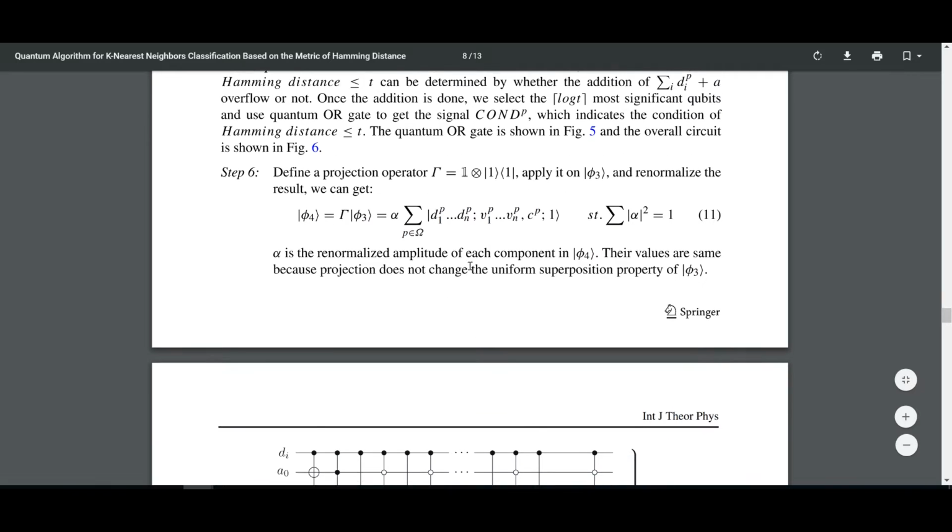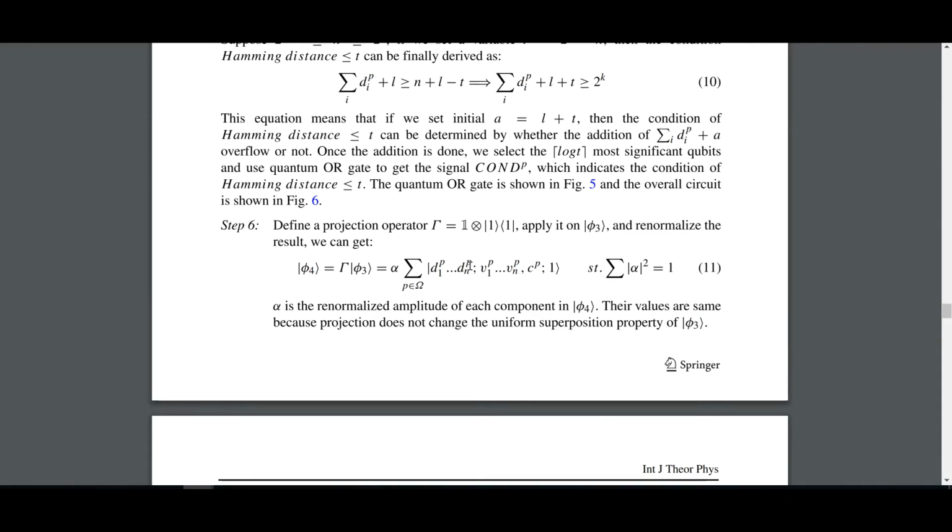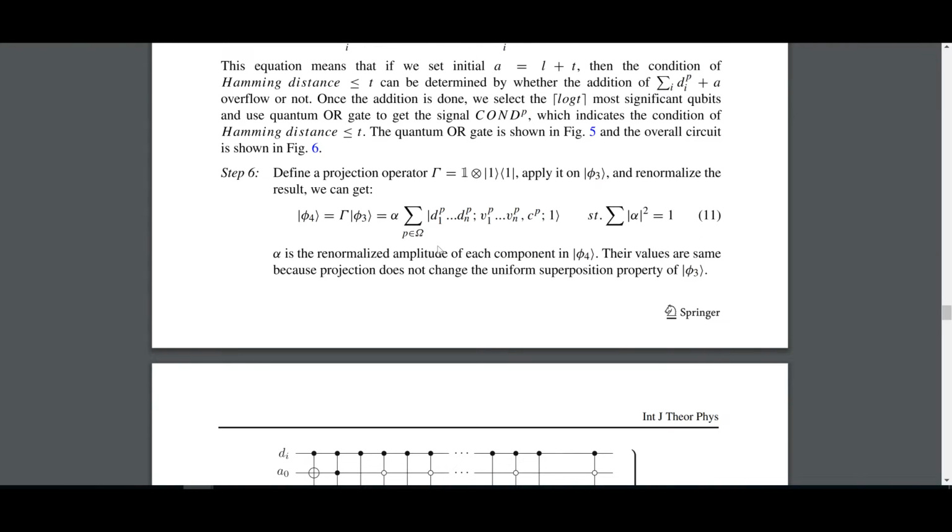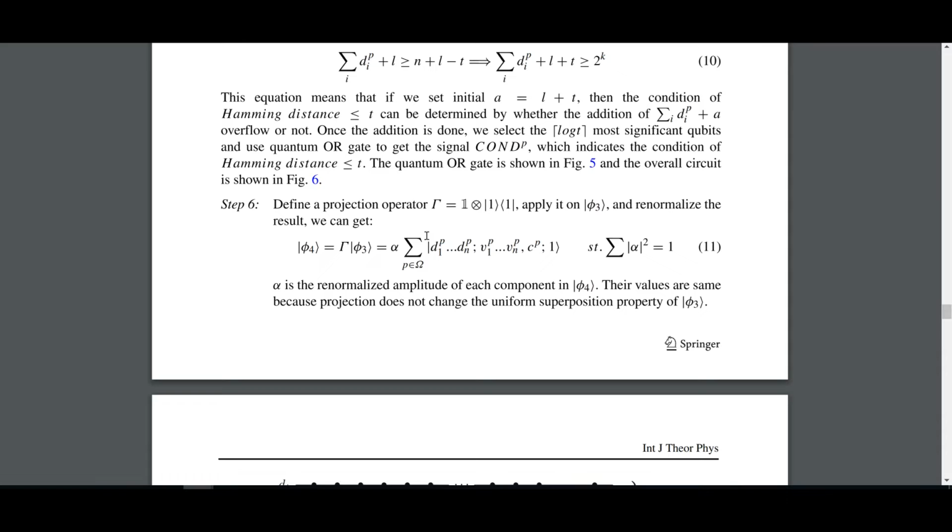I hope that was understandable. So the trick here is you take that difference, you negate it, and then you add this constant A, which you can make up, right? And that's what we're going to do right now. And so you then want to check whether it overflows or not, because the ones that overflow are below the threshold where you will consider them neighbors. So you will consider them candidates for then calculating the class or the label you want to put onto the new input. So step 6 is to define a projection operator.